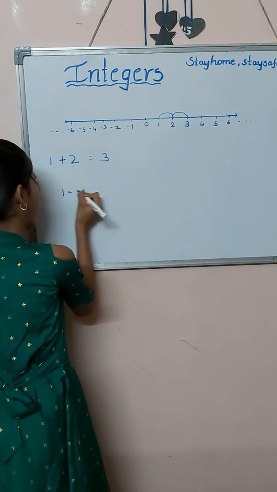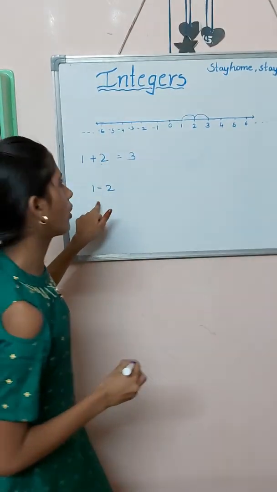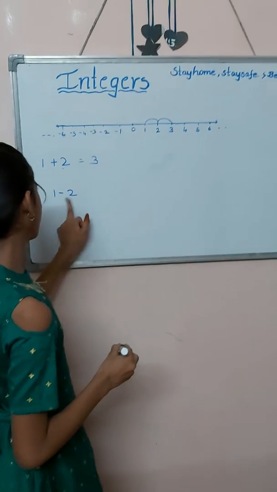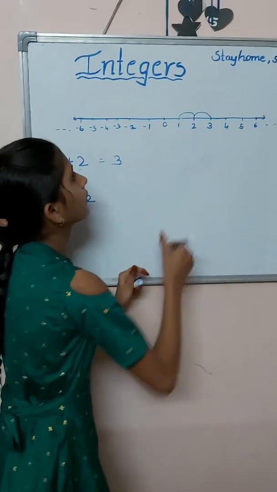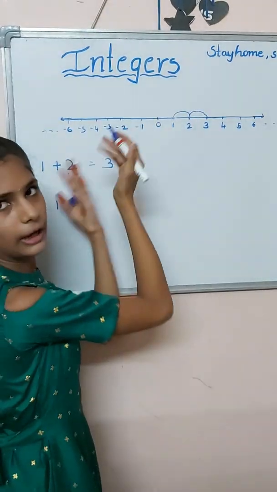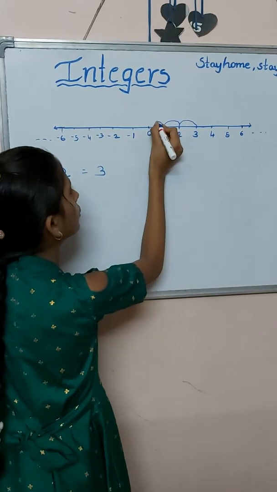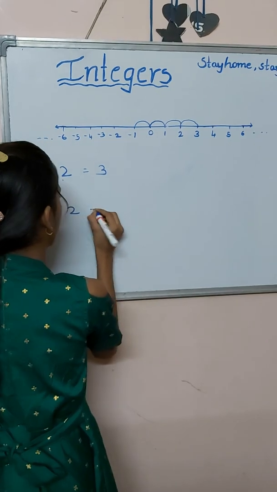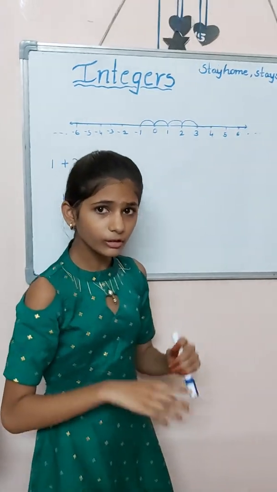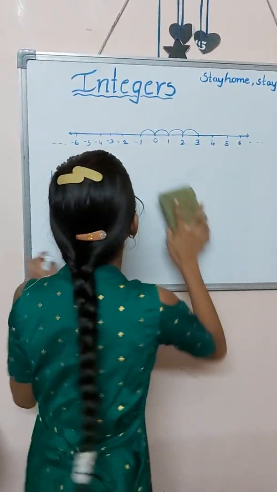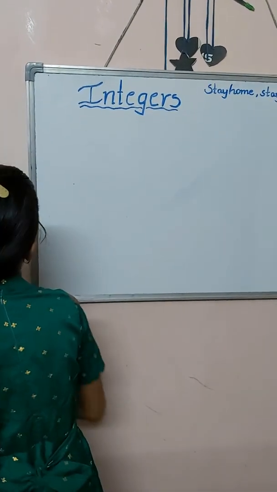Next I am taking 1 minus 2. See, here 1 is the smaller number, so I am writing 1 and minus 2. Minus 2 is the bigger number, so here we want to jump to the left side. 2 times we want to jump. So I am jumping 2 times, so our answer will be minus 1.